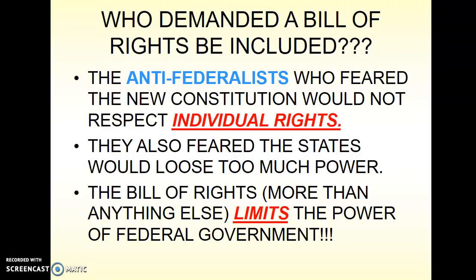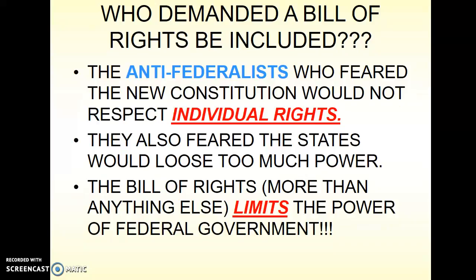Who demanded a Bill of Rights be included in the Constitution? We've discussed that the Anti-Federalists feared the new Constitution would not respect the rights of individuals as well as the state's powers. So they feared that without a Bill of Rights, the federal government would steamroll them like the British government had done prior to the American Revolution. So let's get into the Bill of Rights.